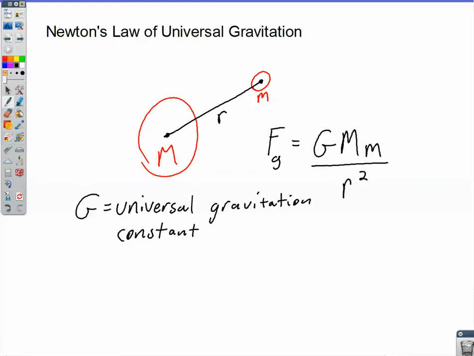I'll show it to you in class, but here's the value that is currently accepted for big G, 6.67 times 10 to the negative 11th. And the unit on here is newtons times kilograms. Oh, hold on, I gotta look it up. Now I can't remember it. Here it is, newtons meters squared over kilograms squared.